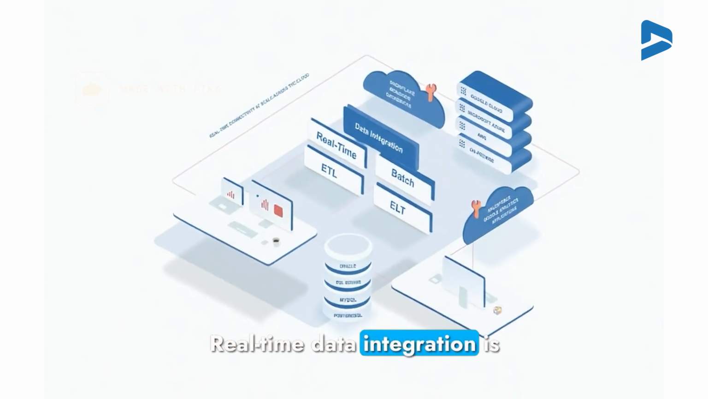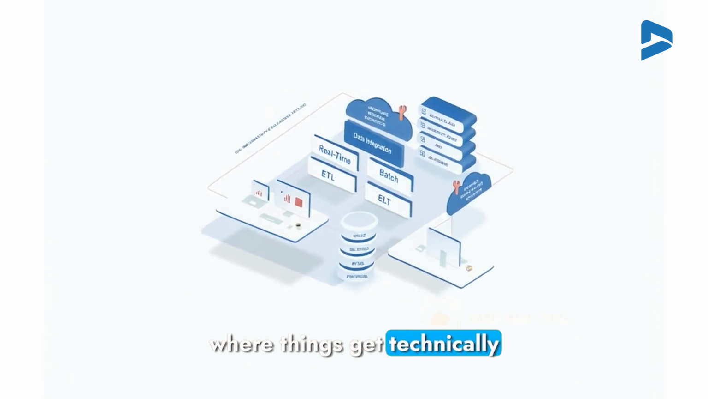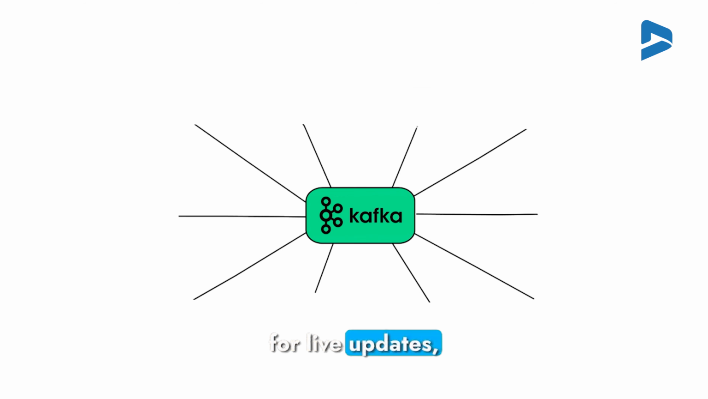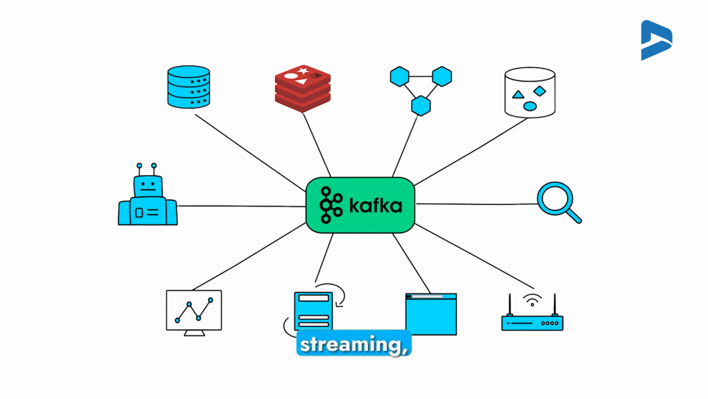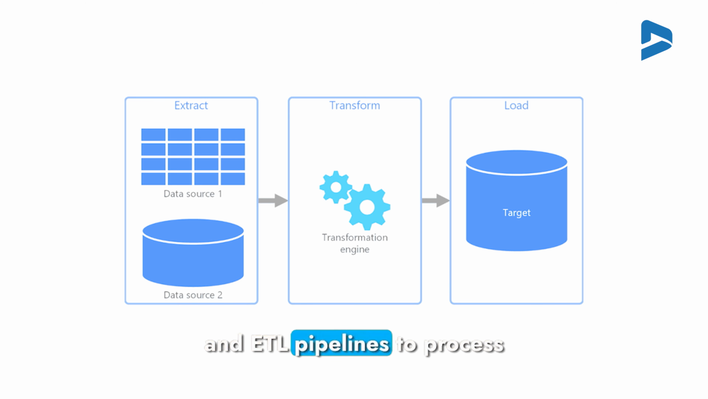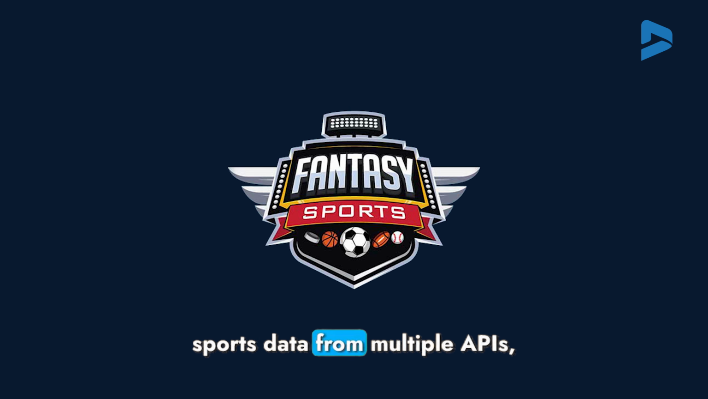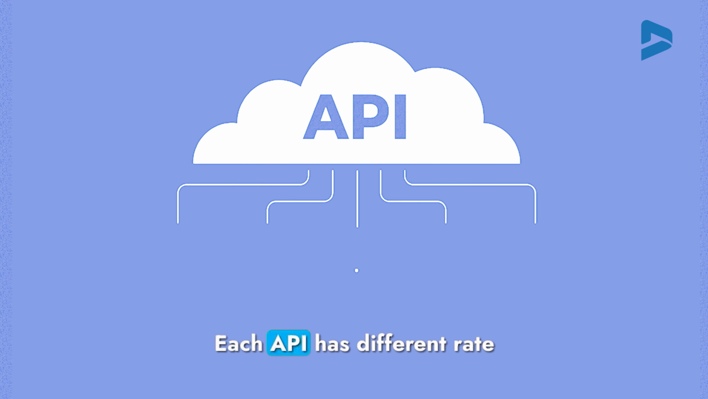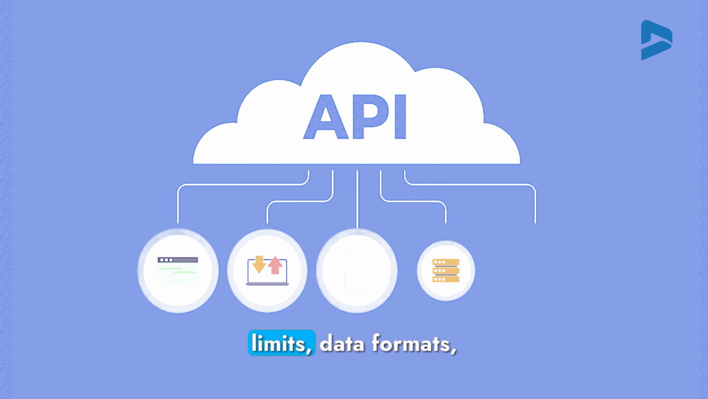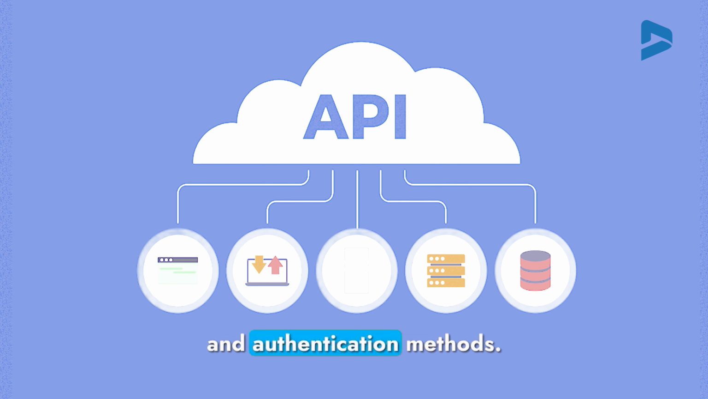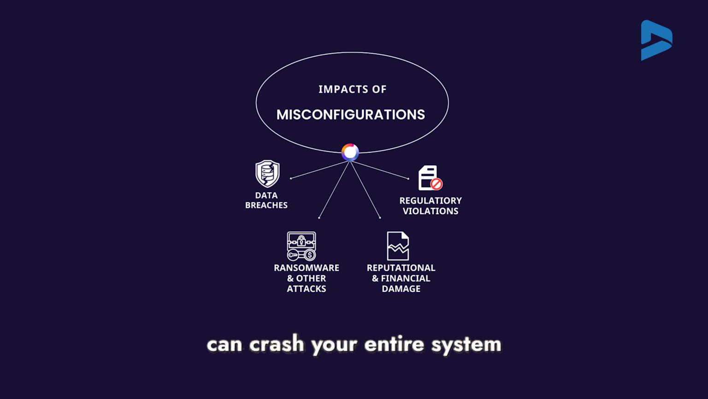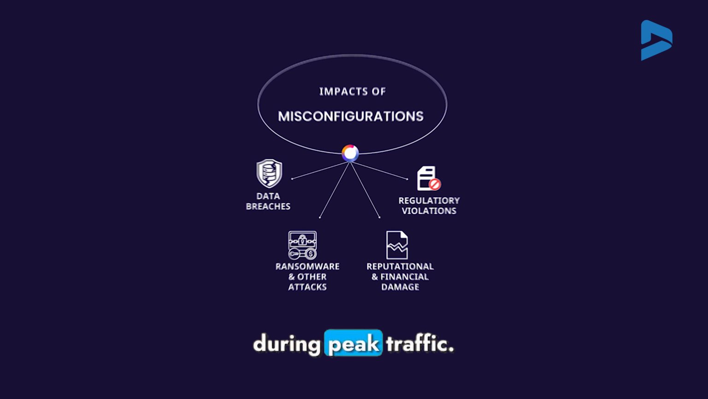Real-time data integration is where things get technically brutal. You need WebSocket connections for live updates, Apache Kafka for event streaming, and ETL pipelines to process sports data from multiple APIs like Sportradar, ESPN, and Yahoo Sports. Each API has different rate limits, data formats, and authentication methods. A single misconfigured webhook can crash your entire system during peak traffic.